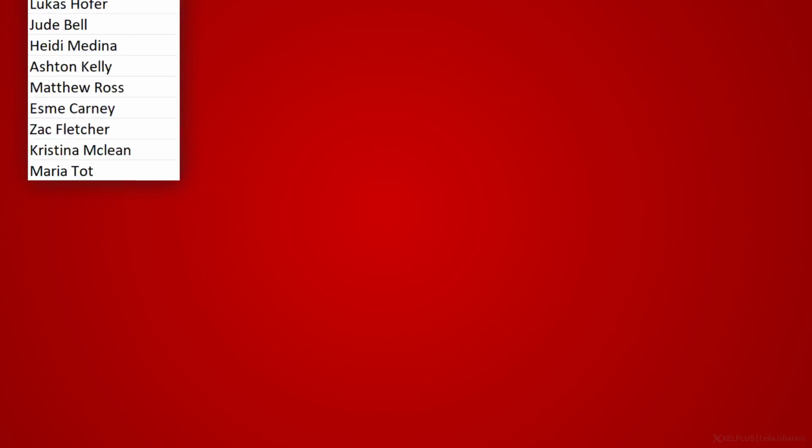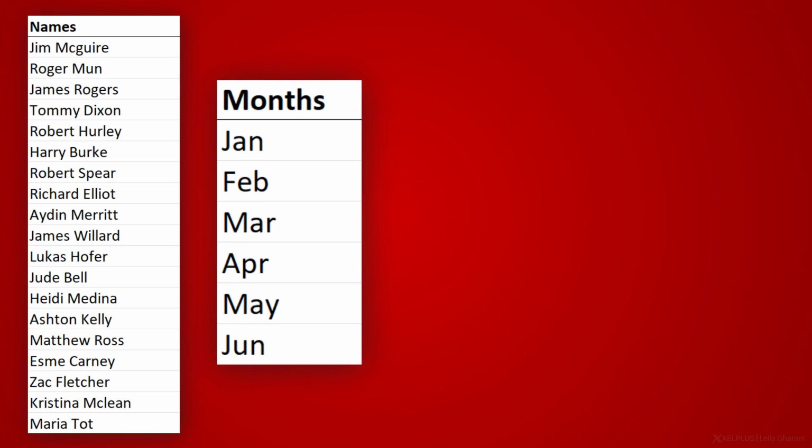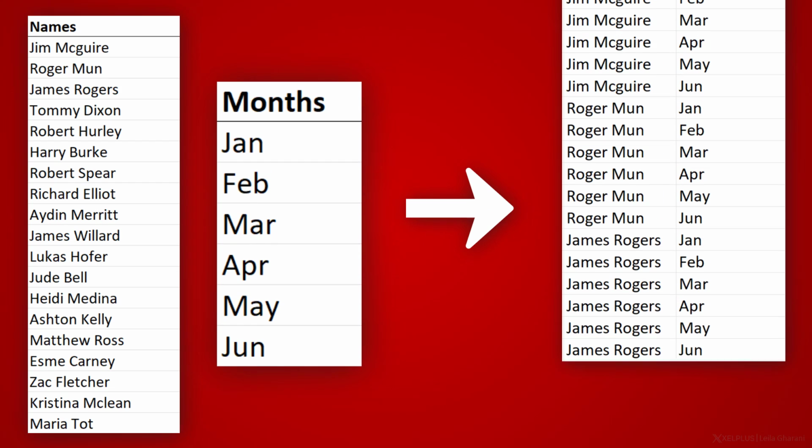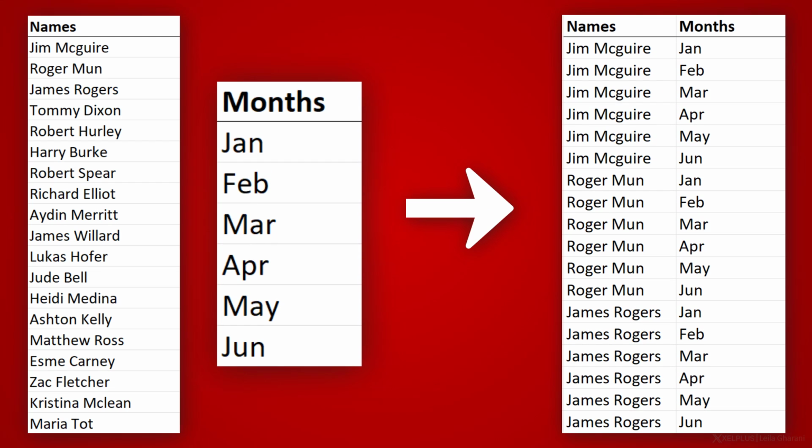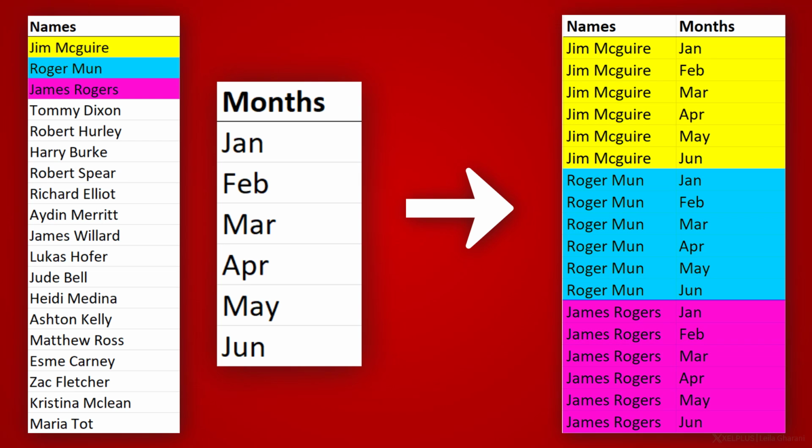So let's say your boss gives you this task at work. You have a list of names, you have a list of months, and you need to create a list of names and months. So for each name, you need the complete list of months. Basically, for each cell value, you have to repeat a range of values.